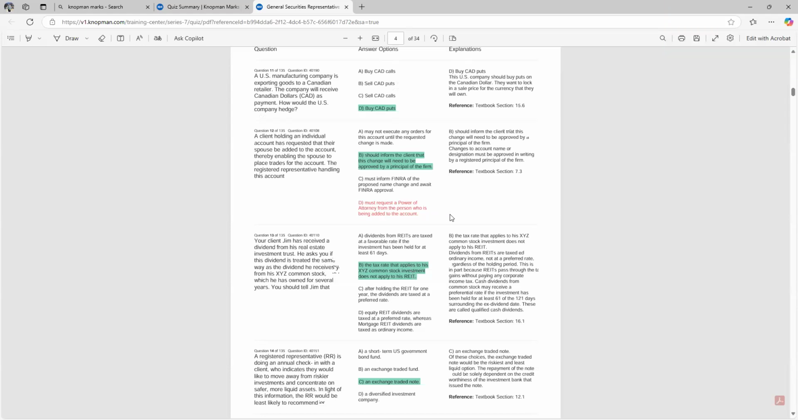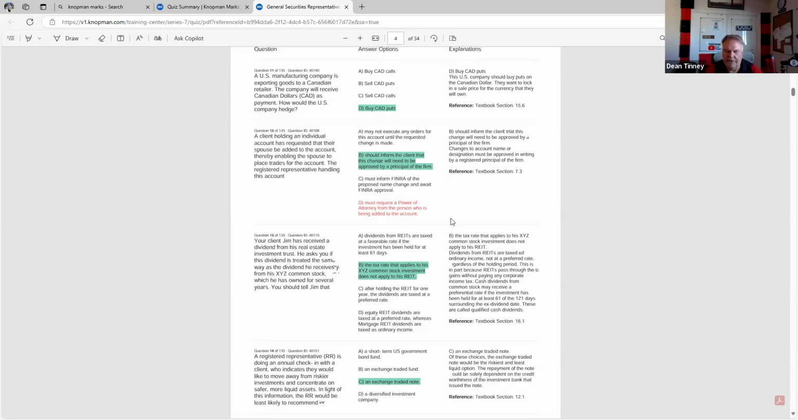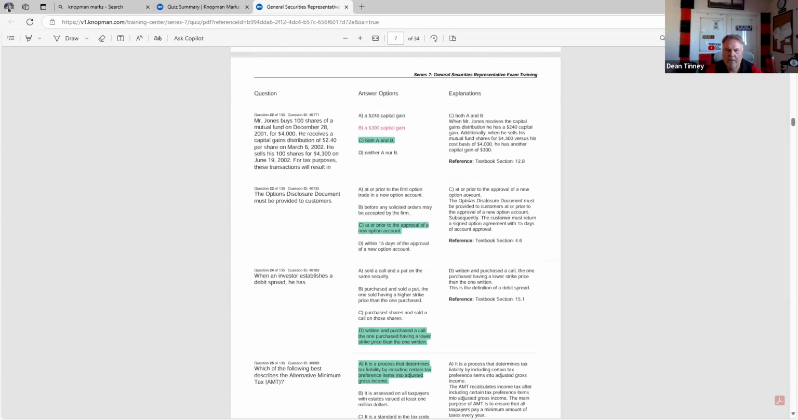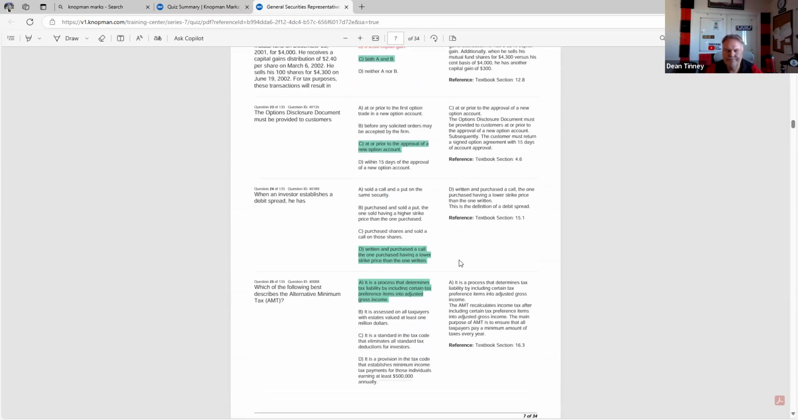Wait, can you zoom? We said that. I think we said he needs trading authorization. This is question 12, right? We said he's going to have to give his wife trading authorization. Huh. Both A and B, we knew we missed that one.